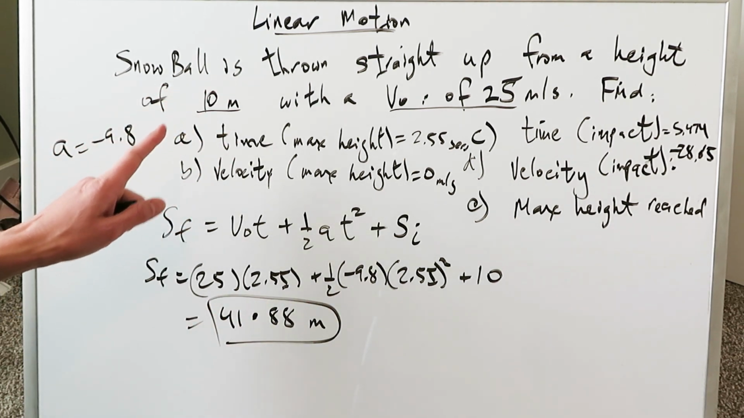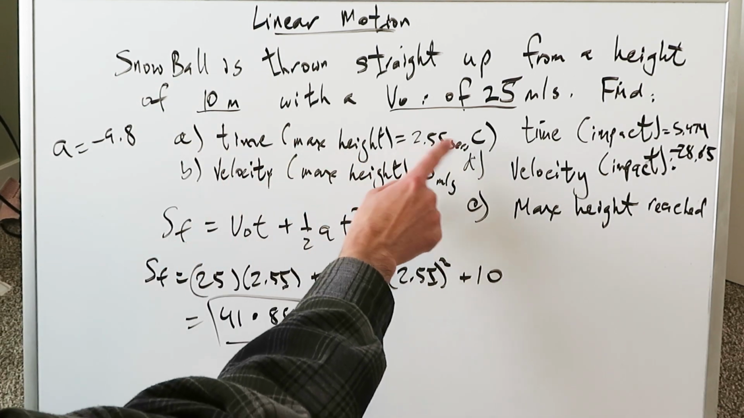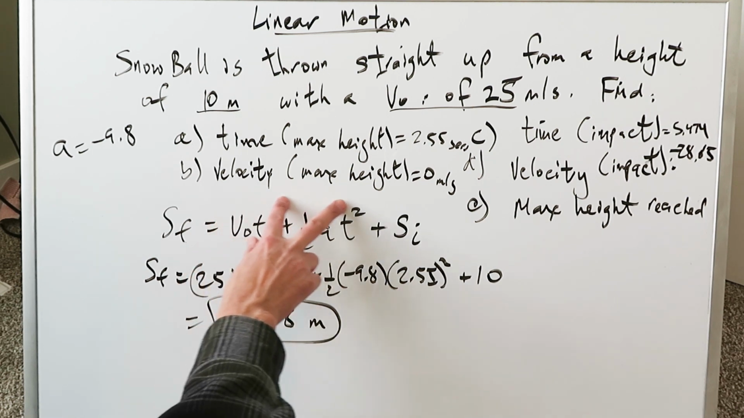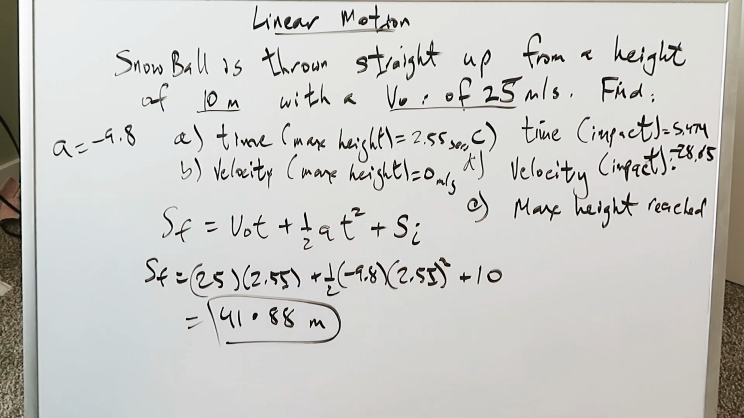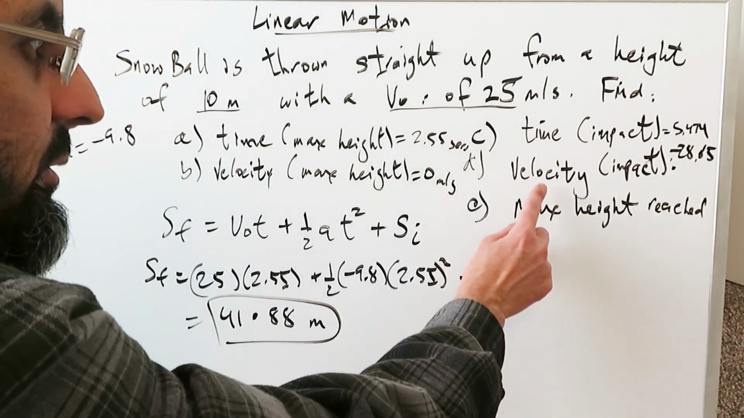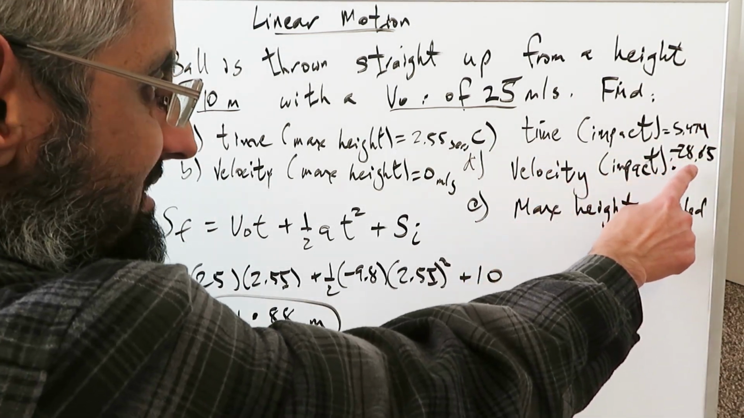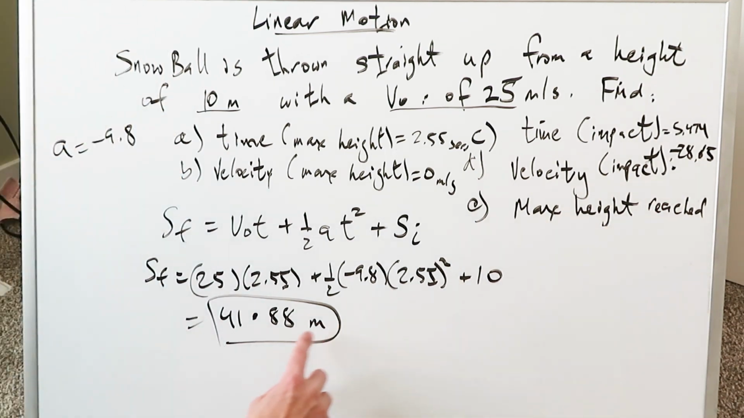A snowball was thrown straight up from a height of 10 meters with an initial velocity of 25 meters per second. We found the time of maximum height, 2.55 seconds. We found the velocity at that maximum height was 0 meters per second because the velocity direction changed. The snowball changed its vector and started going down. We found the time of impact, 5.474 seconds. We found the velocity of impact, minus 28.65 meters per second. And we found the maximum height reached, which is 41.88 meters.